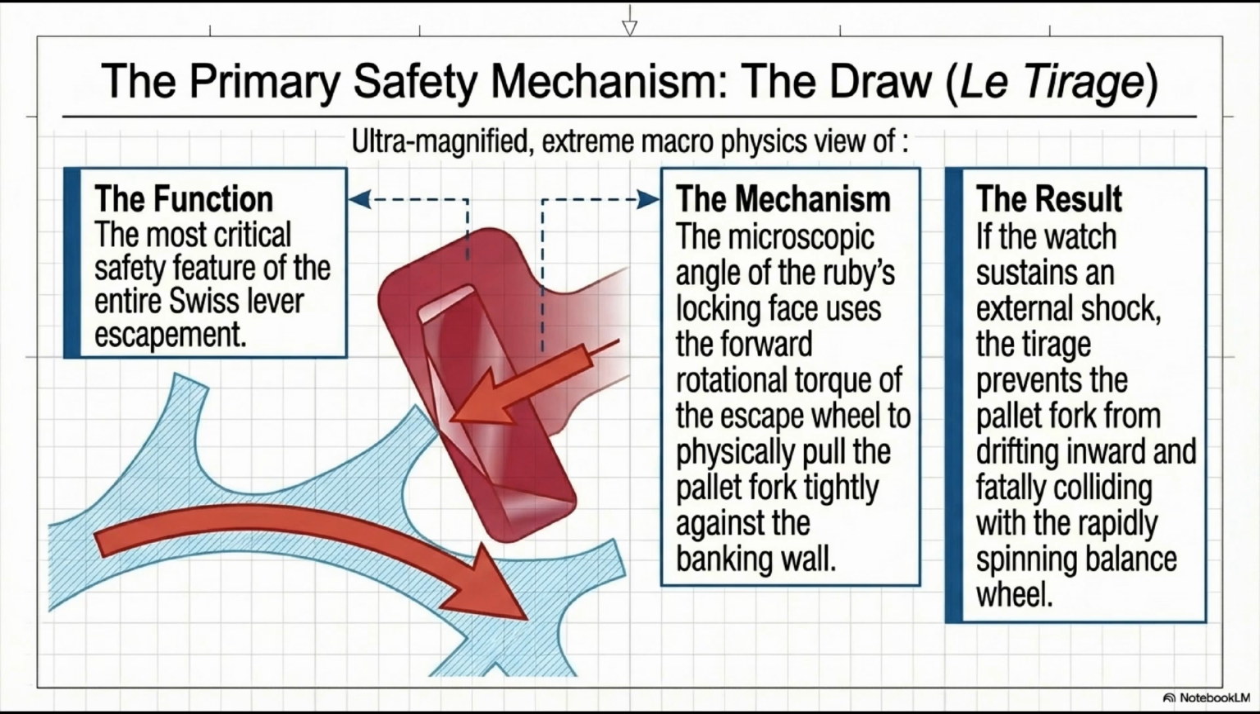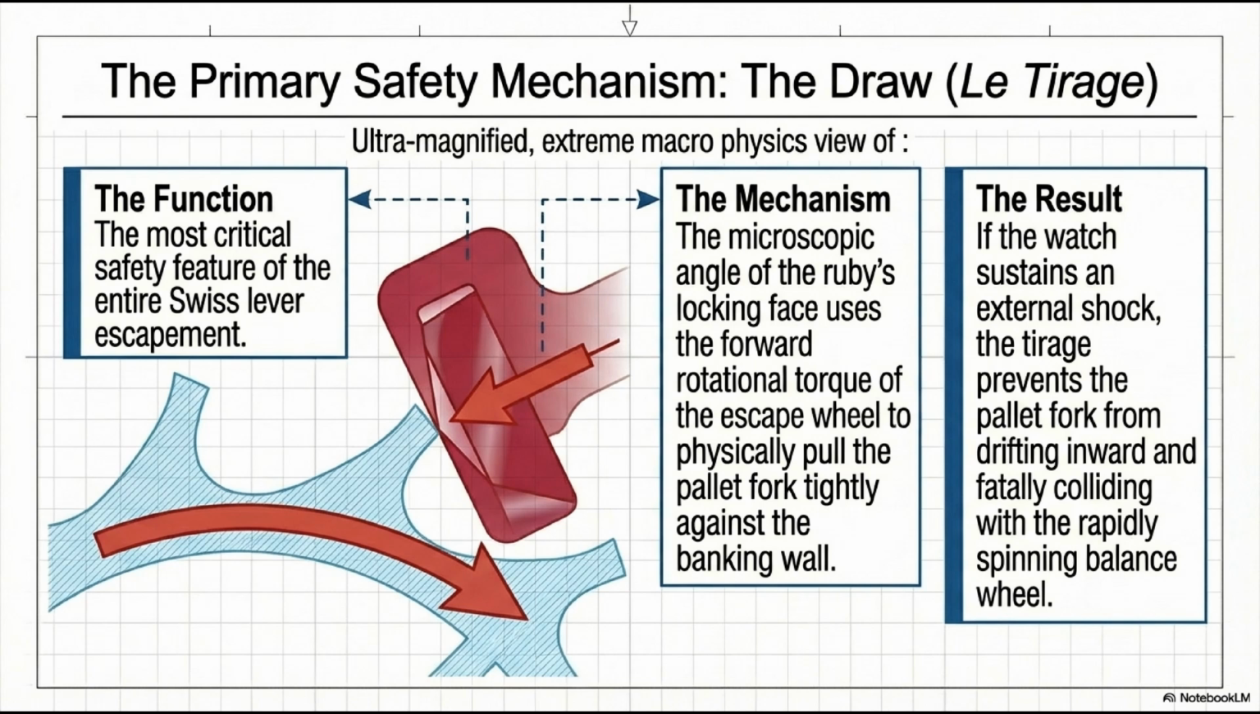The mainspring drives the escape wheel forward. The tooth presses against the inclined locking face. The geometry of that inclination, the draw angle, converts the pressing force into a rotational torque on the fork, pulling it against the banking pin. The mainspring is literally being used to hold the fork in place. The more wound the mainspring, the stronger the draw.